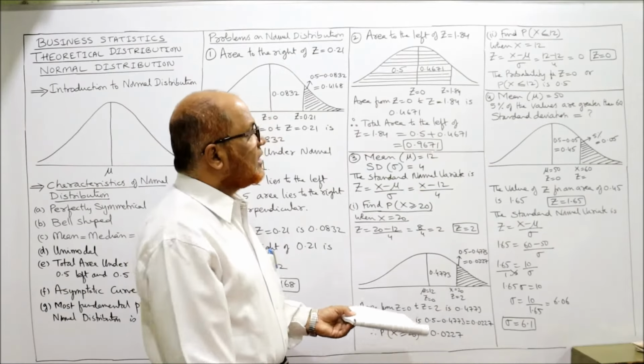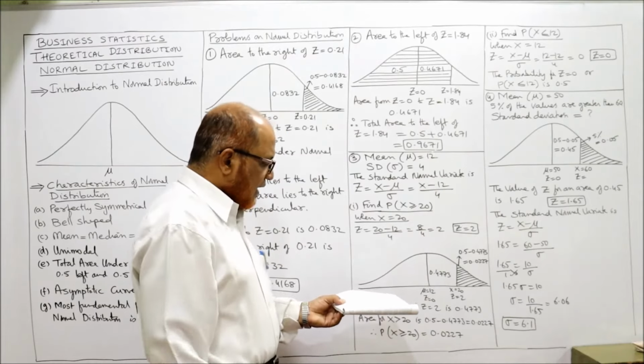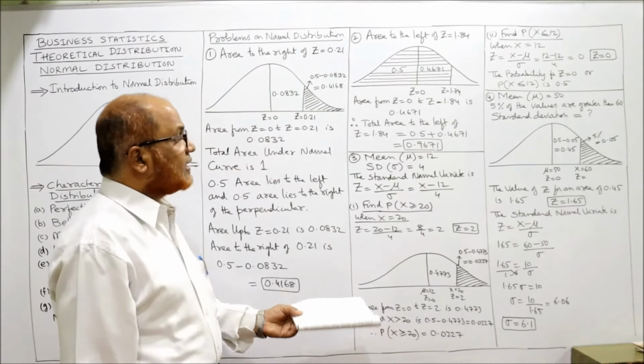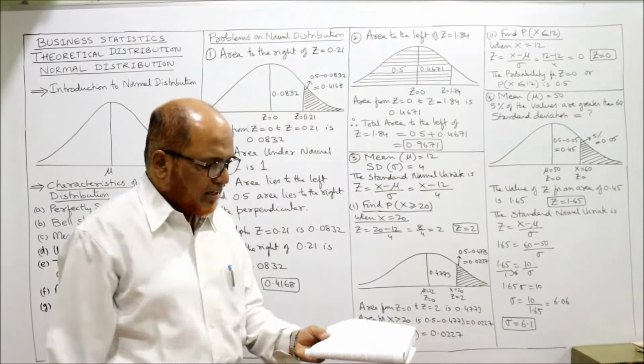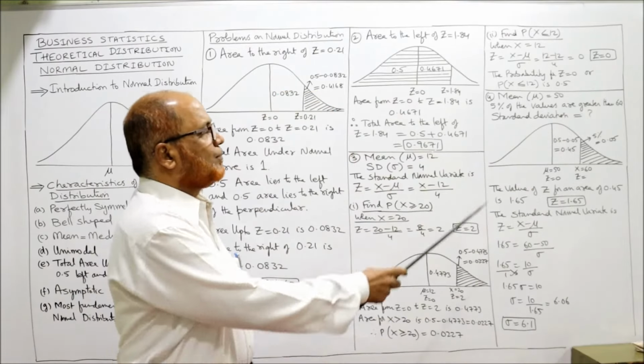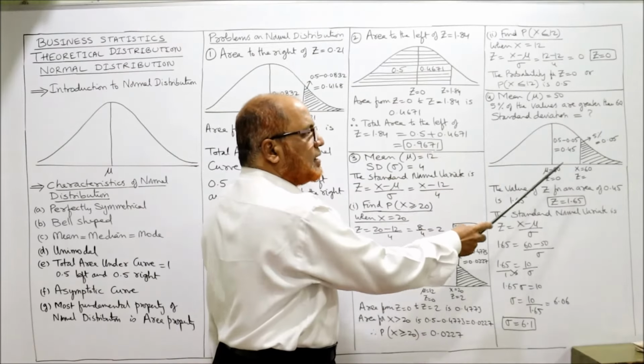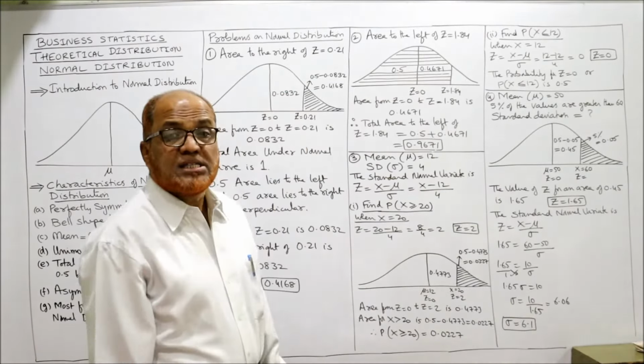The mean of a normal distribution is 50, and 5% of the values are greater than 60. Find the standard deviation of this distribution. We have to find the standard deviation sigma. We have to find out the sigma.